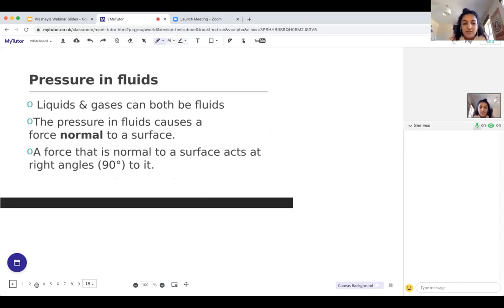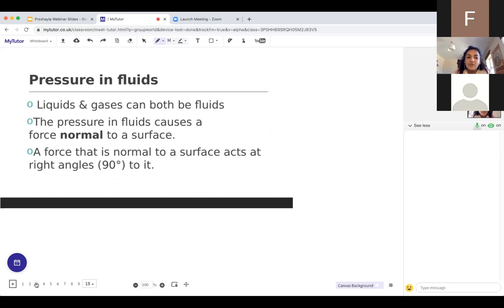Now, the pressure in fluids causes a force normal to a surface. Okay, so it causes a force normal to a surface. What we mean by normal is the same thing we did in refraction, which is that 90-degree line. So it acts at right angles to it. It's perpendicular to it. That's all normal means. Three words for the same thing. So that's what a fluid is.